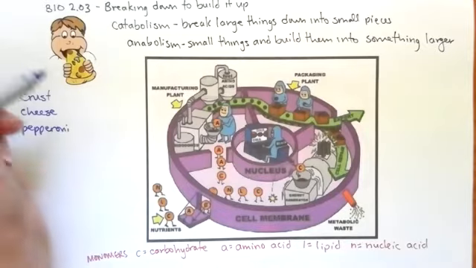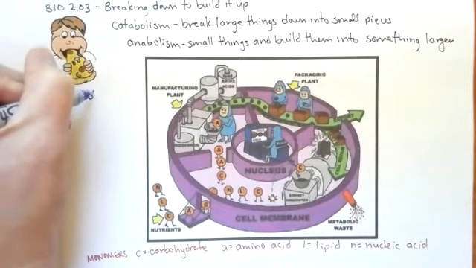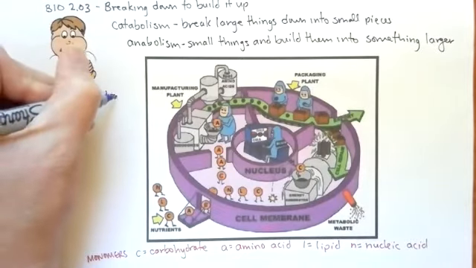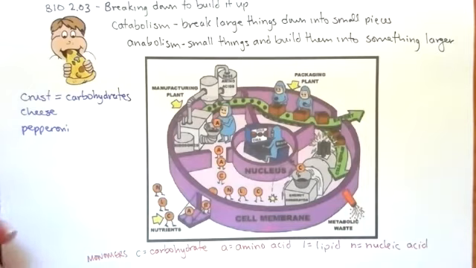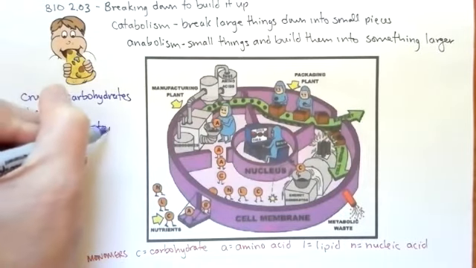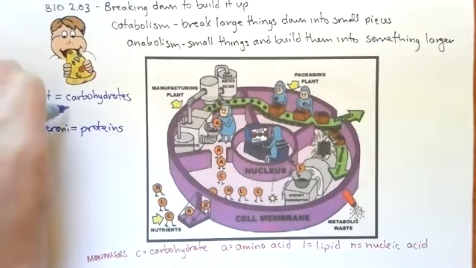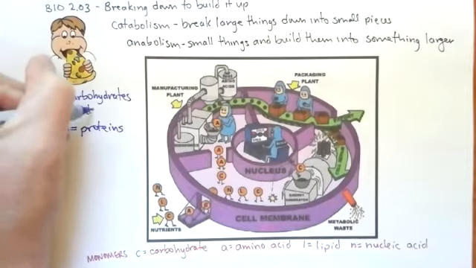Well, it turns out the crust is mostly carbohydrates. The pepperoni is mostly meat, and so that's going to be proteins. And if you've ever melted a big chunk of cheese, especially cheddar cheese, there's usually this big pile of oil that just floats on top of the cheese. It turns out the cheese is mostly lipids.